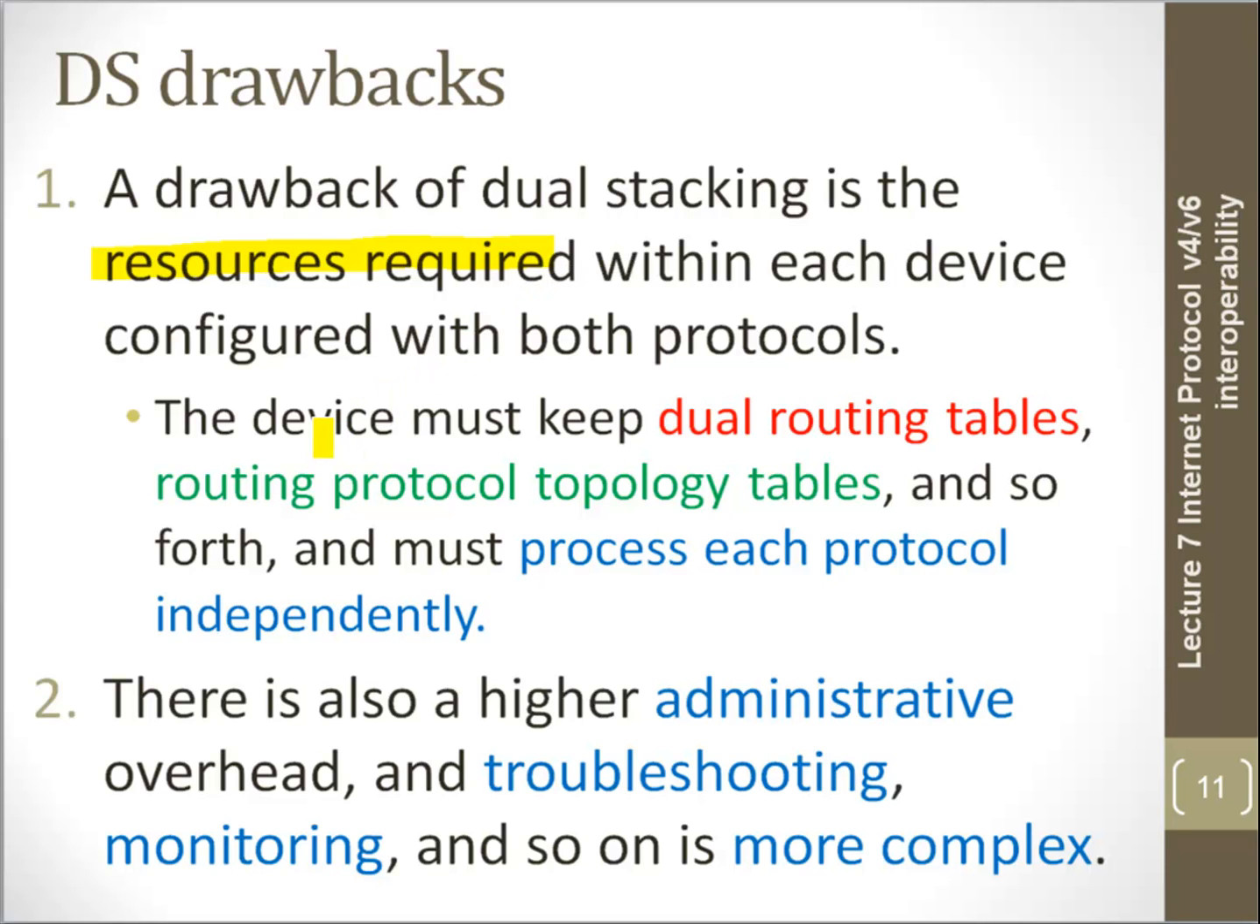Then you need to maintain two different protocols and two different routing tables. If it is a router, a layer 3 device, it is going to manage two different routing protocols. So there are dual routing tables, one for IPv4 and another for IPv6. So the resources required, the load and the overhead of a particular device will be higher. A router supporting both IPv4 and IPv6 is going to construct two different routing tables, one IPv4 routing table and another IPv6 routing table. So this is the drawback here.